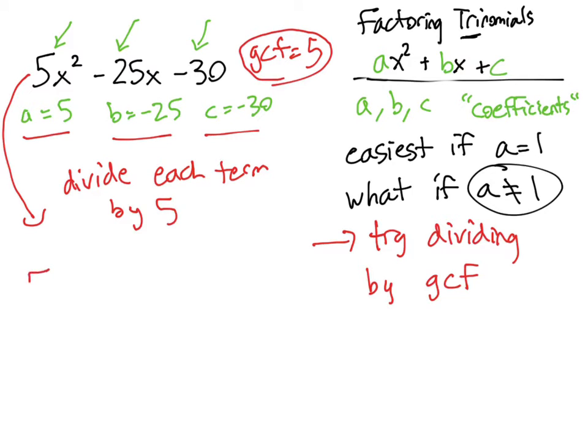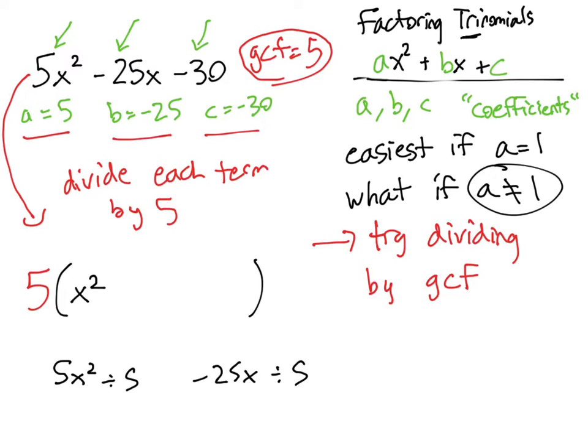And when we're dividing by a common factor, we'll take that factor we just divided by and put it outside of a set of parentheses. And inside of the parentheses is just what we get when we divide. So if we take 5x squared, but we divide that by 5, well then we're just left with x squared. If we take -25x, divide that by 5, then we're left with -5x. And if we take -30, divide that by 5, then we're left with -6.